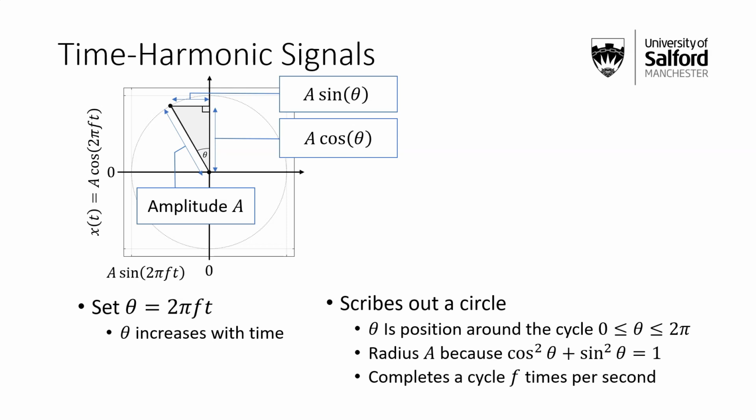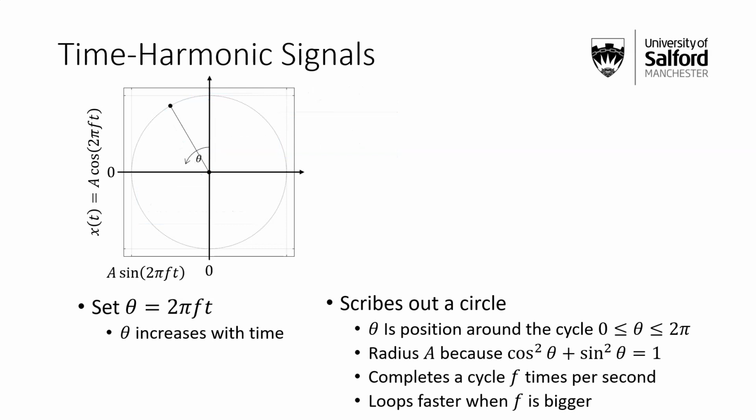And it's going to complete a cycle f times per second, which means it's going to loop around faster when f is bigger. So let's have a look at what this looks like. Here we go. So we can see that as time is passing, theta's increasing, and this little dot is just going round and round. And it's going to go round and round forever, essentially. That's what the math says. Cos as a function, it just loops forever. It's periodic, and this thing's just going round and round, and that's all we'll see. Time keeps increasing, it just keeps doing that cycle.